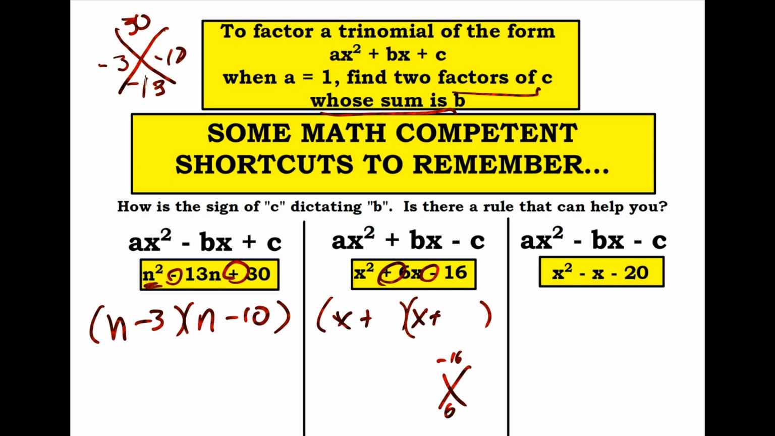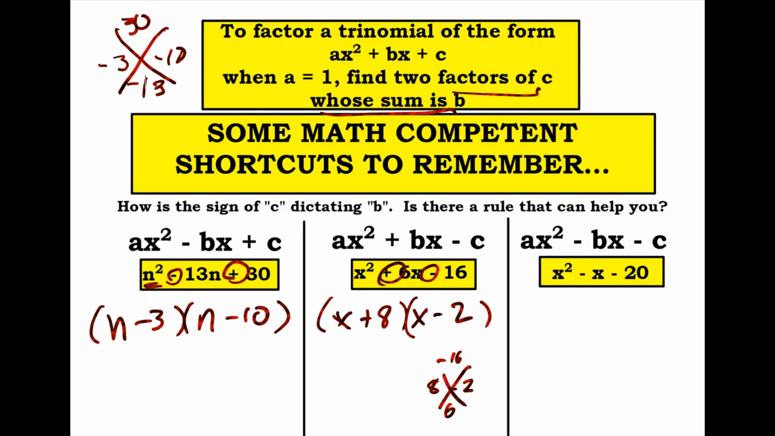And the factors of negative 16, well, I know 8 and 2 will subtract to give me 6, but the 8 has to be positive because this sign is positive. So therefore, we're going to have a positive 8 and a negative 2. Well, I put plus just by mistake.